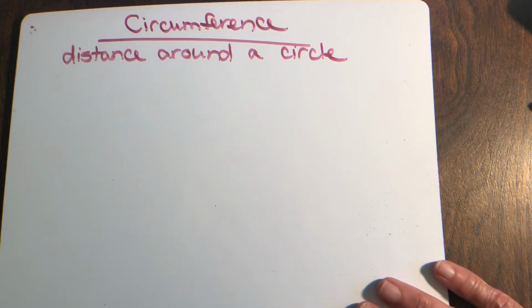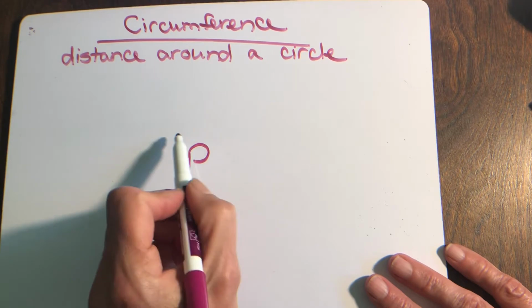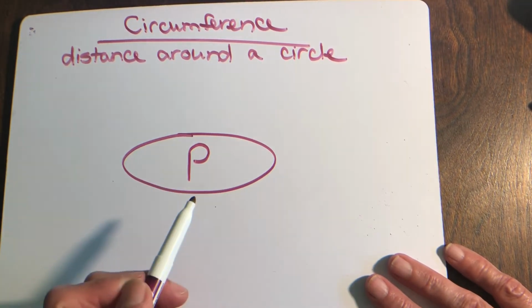Let's talk about circumference now. Just as a review, we've already talked about perimeter of all kinds of different shapes. I'm going to do a little bubble map to remind you.